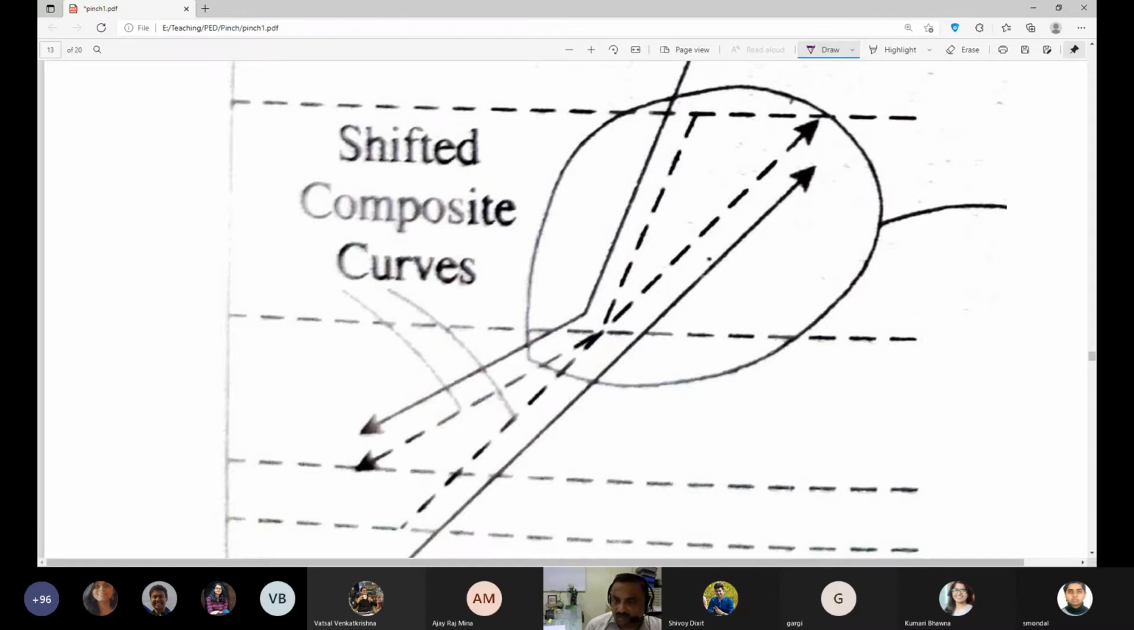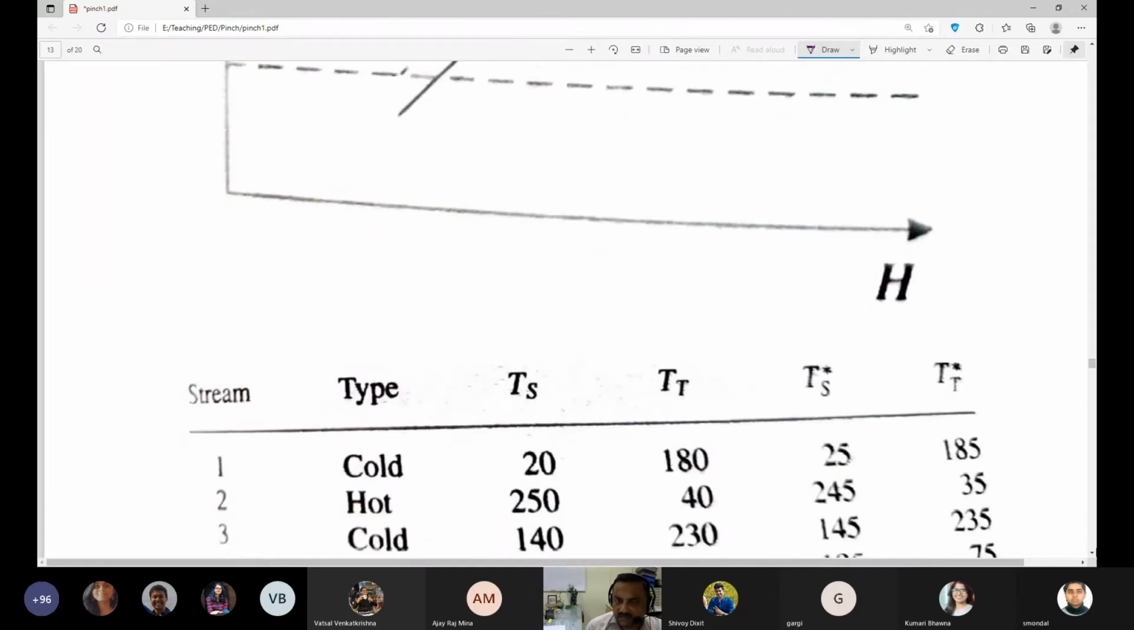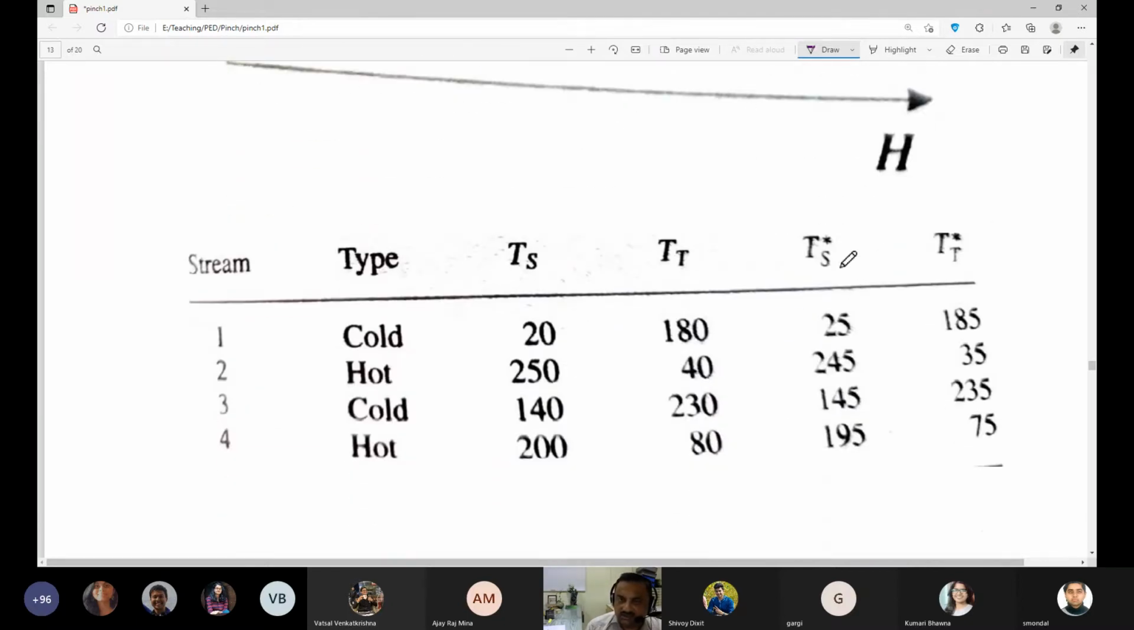So we can shift all the temperatures: hot fluid reduced by 5 degrees and cold fluid increased by 5 degrees. If I do this, so this was my original problem that we have been talking about so far. Temperature of the cold stream increasing from 20 to 180, hot stream going from 250 to 40, etc. Now I'm doing the modification here. I'm bringing in TS star and TT star, the two temperatures.